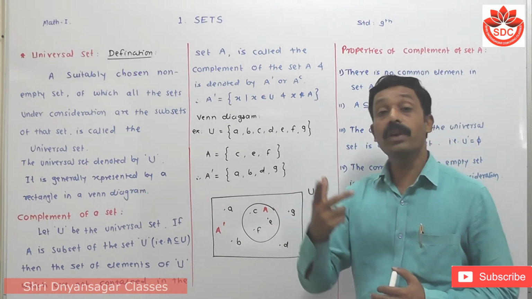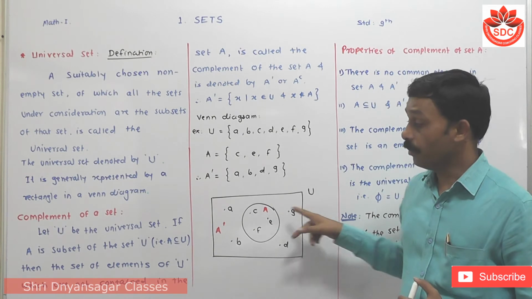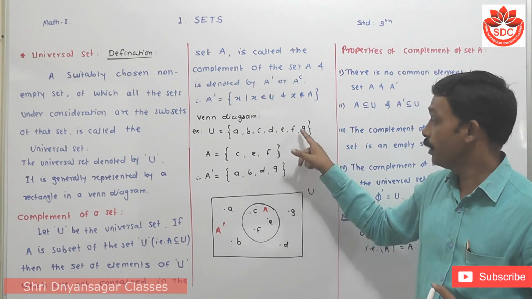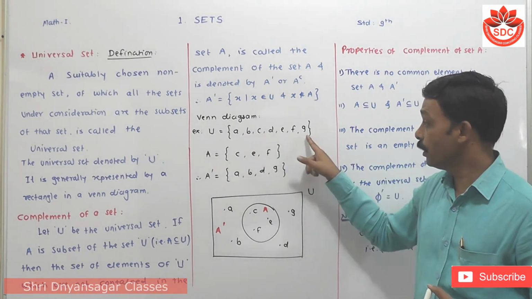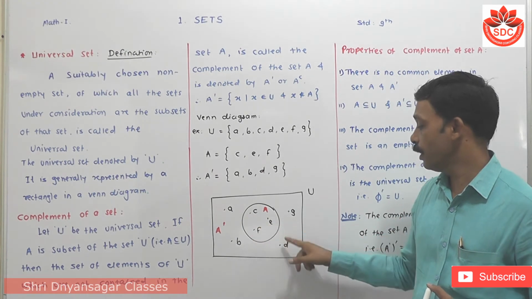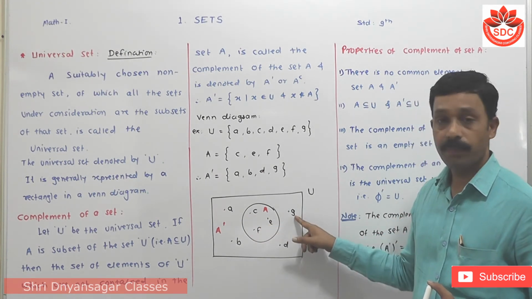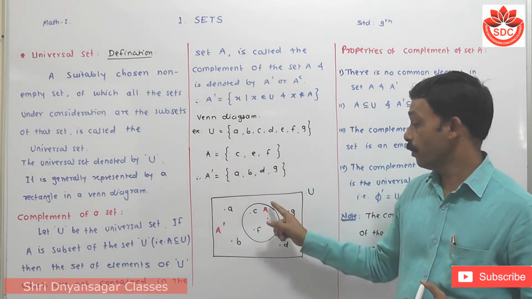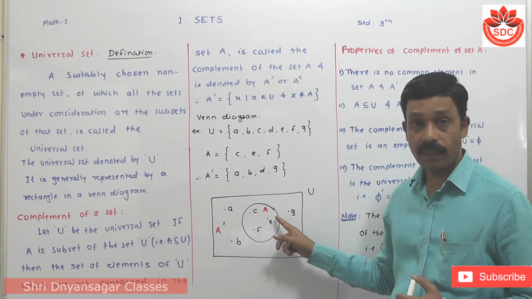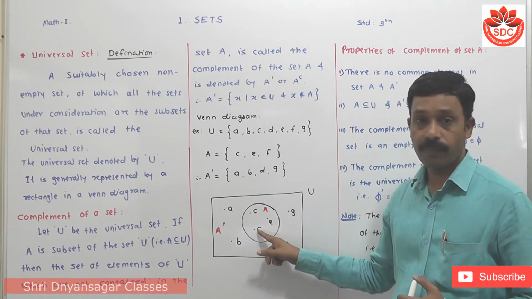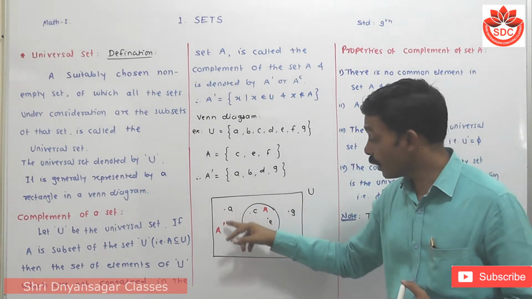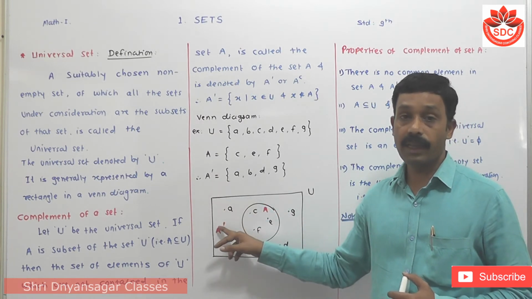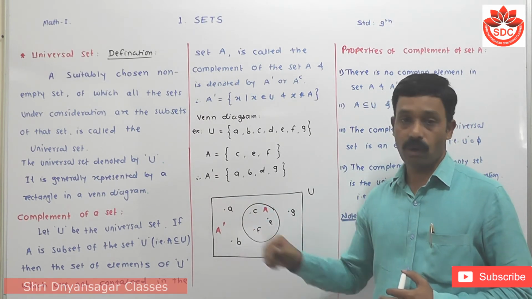Then we denote it using a rectangle, because the universal set is represented only by a rectangle. Suppose this is the universal set U. All elements A, B, C, D, E, F and G are present in this rectangle. Then set A contains C, E, F. I have to take a circle for set A with C, E and F. All the remaining elements form the complement of the set, denoted by A's complement, read as A's complement.